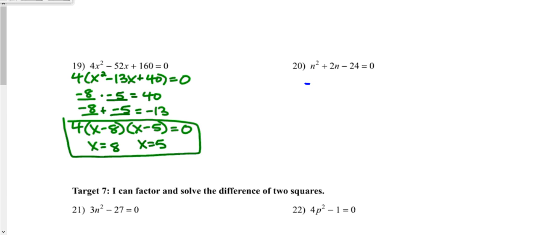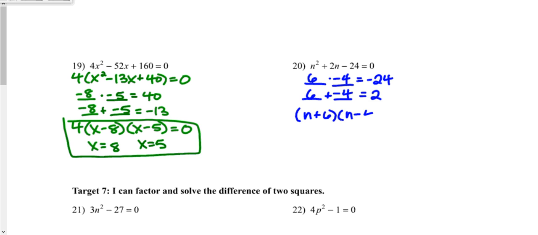No common factor here, but a is 1, so we're going to go straight into factoring and take the shortcut. This is best case scenario. So numbers that multiply to negative 24 and add to 2, 6 and negative 4. Because a is 1, we can go to the factored form. So we had positive 6 and negative 4. So n equals negative 6 or positive 4.